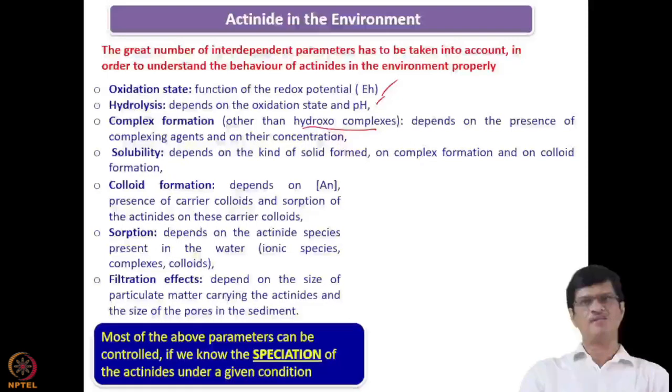And there can be another thing, which is colloid formation. There can be colloid formation of this plutonium or other actinides which are present in the environment, and this colloid formation depends on the pH, hydrolysis constant, as well as the amount of the actinide present. These colloids which are formed can also act as carriers and can carry other actinides. So these are called colloids, which I will be discussing subsequently.